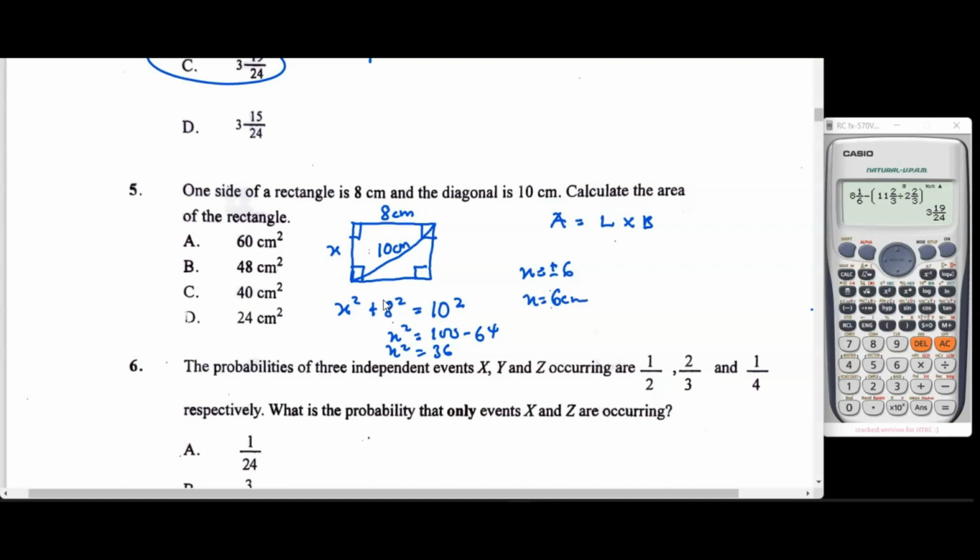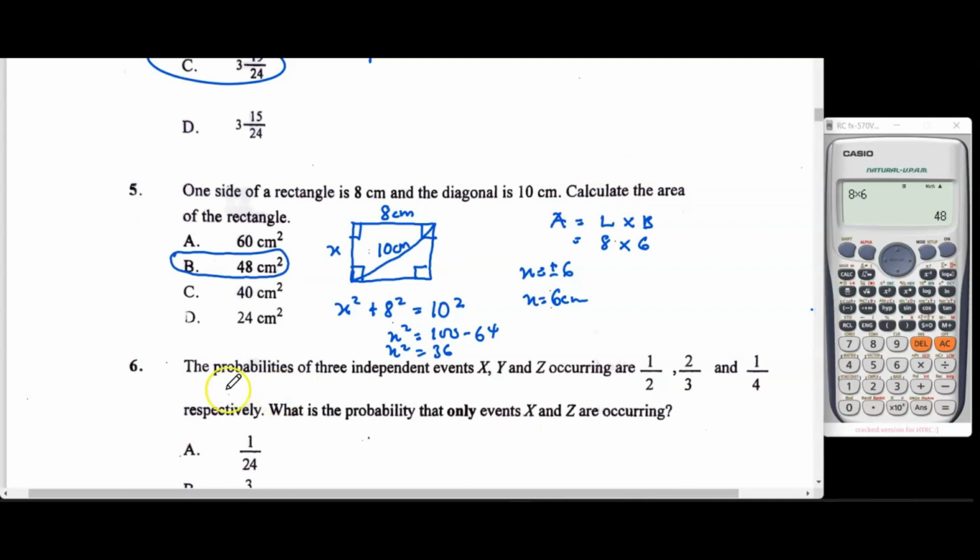Therefore, x being 6 centimeters, if you are asked to find the area of the rectangle, that is going to be 8 multiplying 6. If you want to be sure of your answer, 8 multiplying 6 will give you an answer of 48 centimeter squared, which is possible answer B.